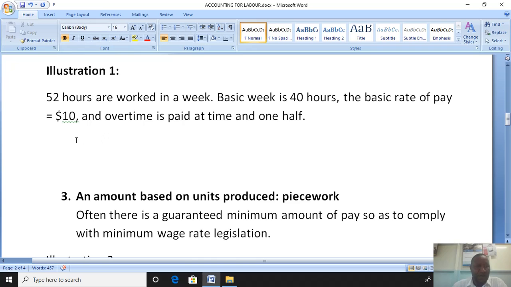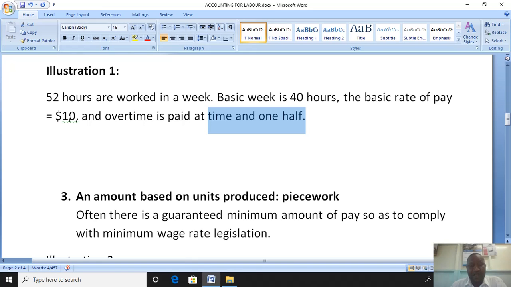A good example we can pick, that's illustration number 1 there. 52 hours are worked in a week. Basic week is 40 hours. The basic rate of $10 per hour applies, and overtime is paid at the rate of time and a half. What this means, time and a half, is that for every overtime hour, the company pays $10 plus half of $10.